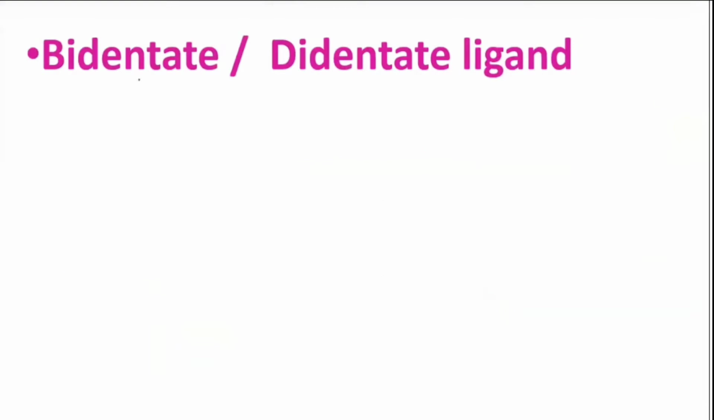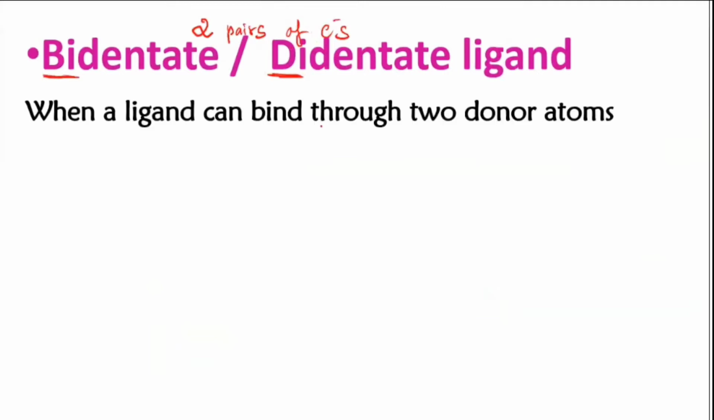The second one is bidentate or didentate ligand. So bi or di, the meaning is the same. Bidentate or didentate means they are able to donate two pairs of electrons. That means when they bind with the metal, they will bind through two donor atoms. So two donations will be there, two bonds you will be able to see from them to the central metal atom.